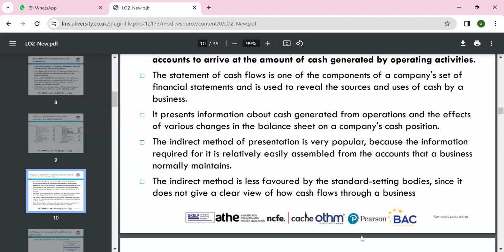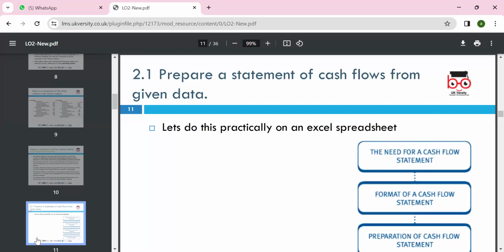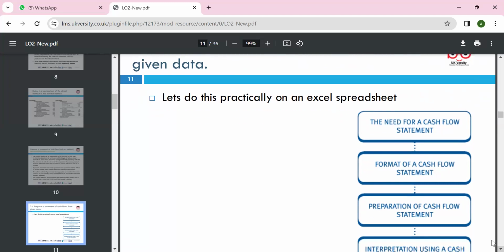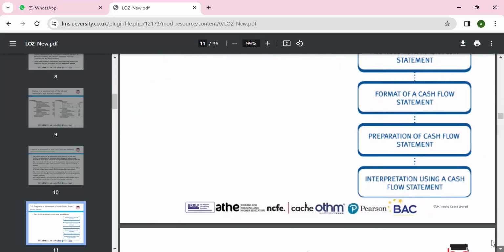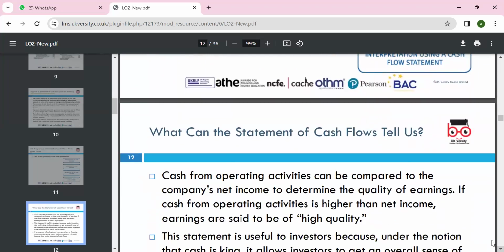Okay, guys. So well done. Thanks. Let's move to 2.1. Let's do the practice on the Excel spreadsheet. For the cash flow statement, you need to make the cash flow statement, the preparation and interpretation of the cash flow statement, which we can look at. The Excel template is available on Moodle as well, which we can use. So that's quite good to look at.